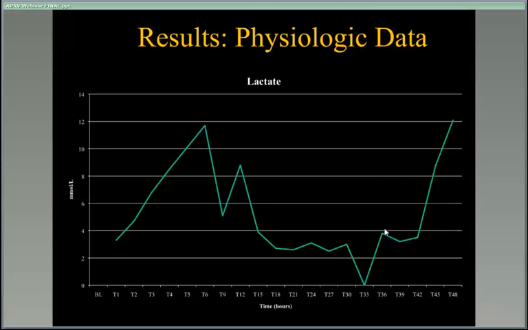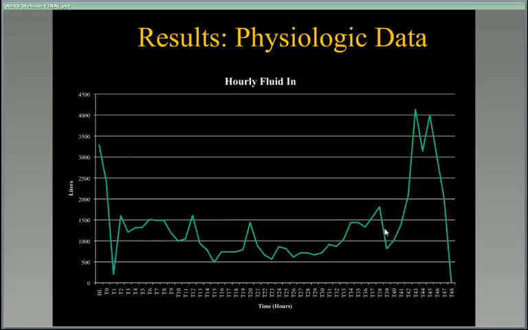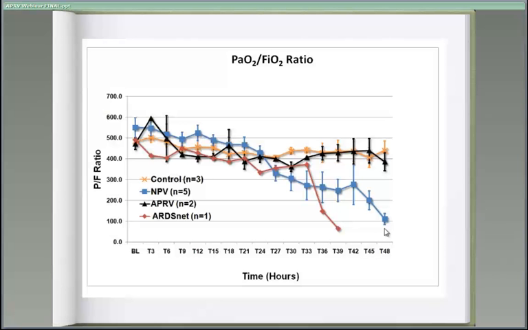Now, just a quick review. This is just a representation of their shock state. The lactate goes up and down, up and down. We frequently have to re-resuscitate these pigs during the 48 hours. Here's just an example of the fluid resuscitation. You can see as we go into the experiment, the minimum amount of hourly fluid is 500 cc's, minimum amount, and sometimes exceeding that per hour.